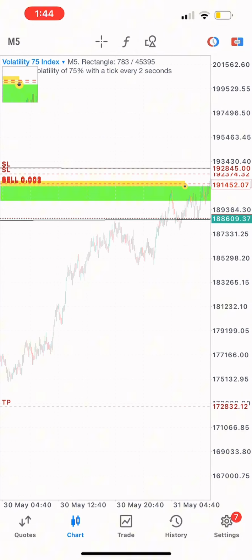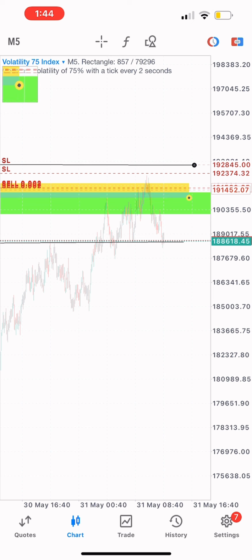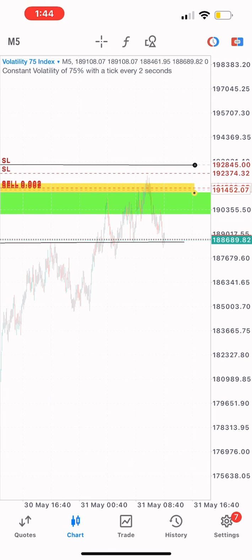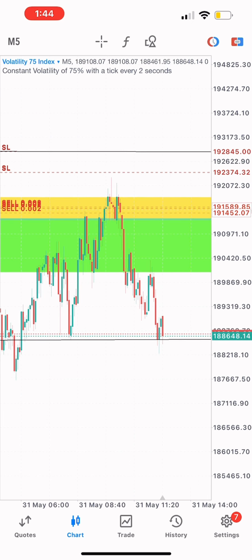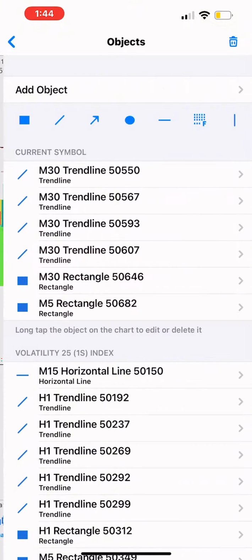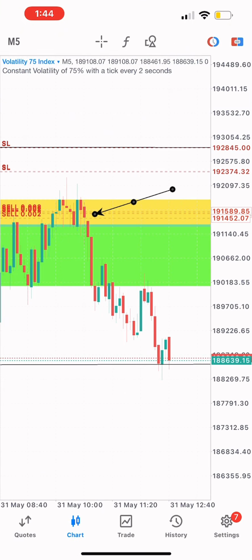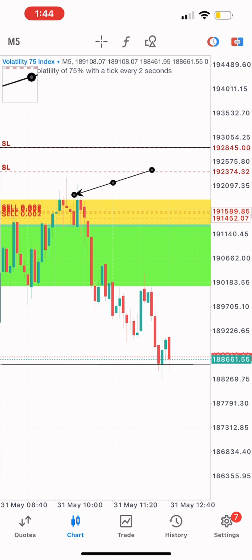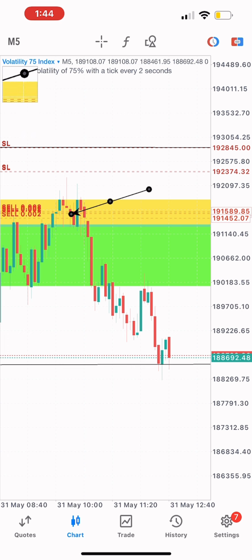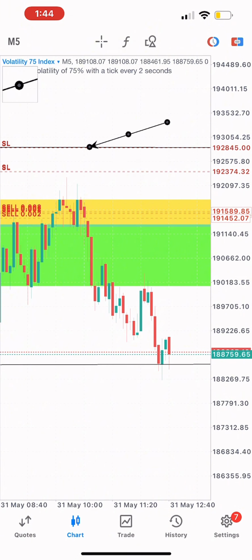So let's see how price actually reacted to that area. You're going to see it for yourself. You're going to be amazed, guys. You see we have those 5 minutes rejection candles. Those are our entry triggers, our entry criteria, guys. Stop loss goes just above those rejection candles.